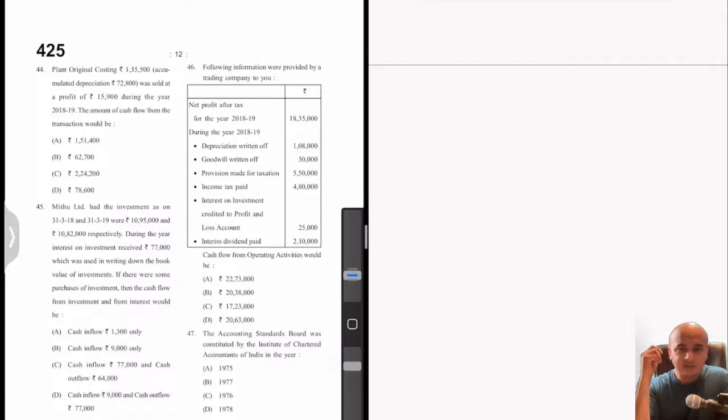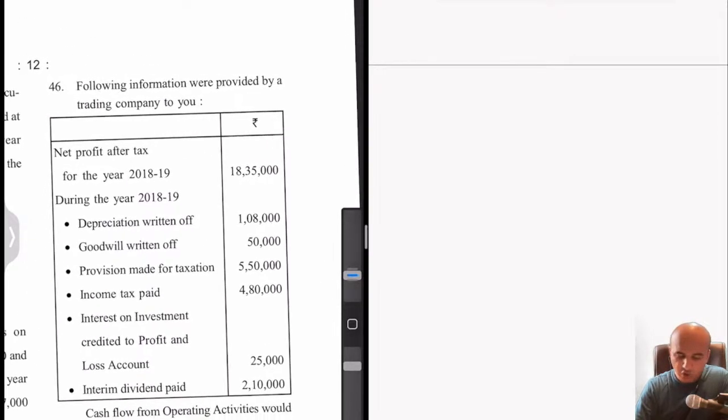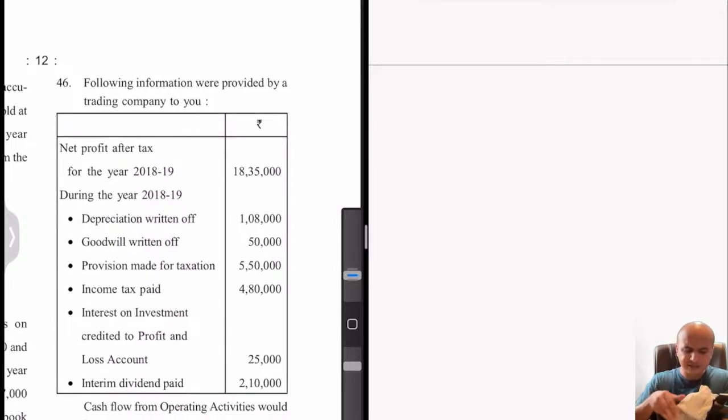Continuing the series of solving the question papers of both CMA as well as FM, we will be looking at the CMA December 2019 question paper. This is what we were doing in the previous session. We had stopped at question number 46.